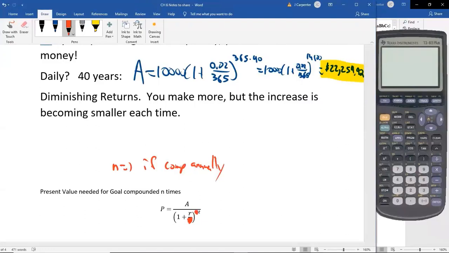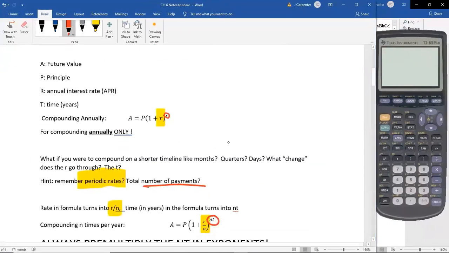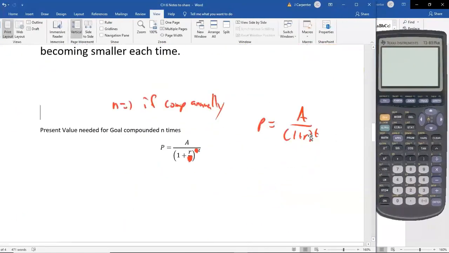Whenever you have a formula with an n, if you want to know what it is for compounding annually, just get rid of the n's, and boom, there's your formula. It would be P equals A over (1 plus r) raised to the t. Take a look at that formula versus this formula. If you took this section right here, and instead of multiplying it by the P, you divided it by the A, that's exactly what this formula is.